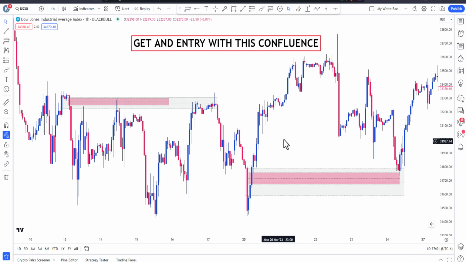So let's get into this video. I'll be very brief in explaining this particular entry model. So let's get into it. This one, I call it a fair value gap in a fair value gap entry model. I will shortly show you what I mean by that.